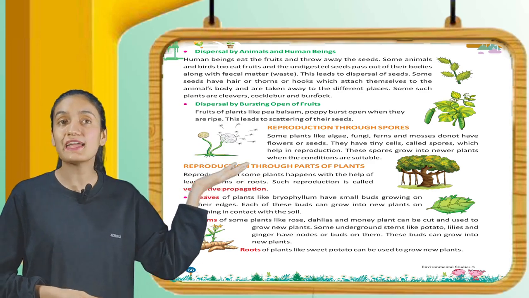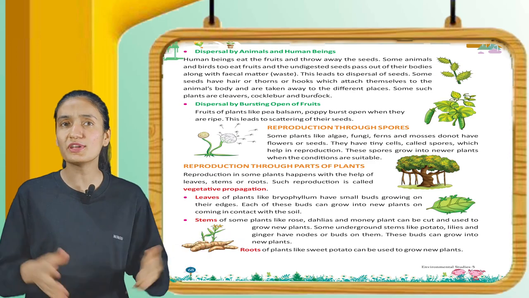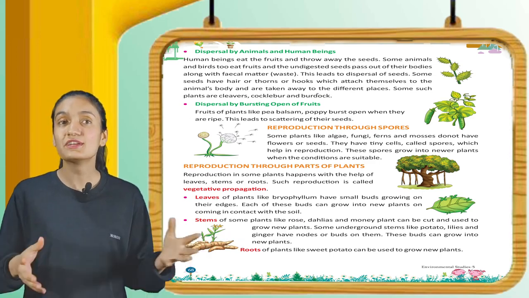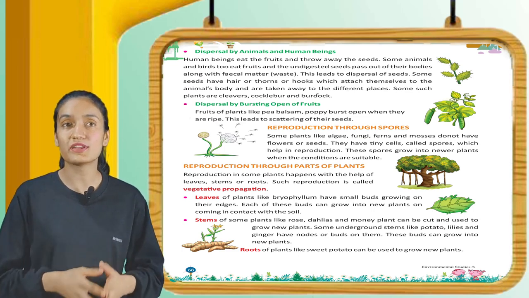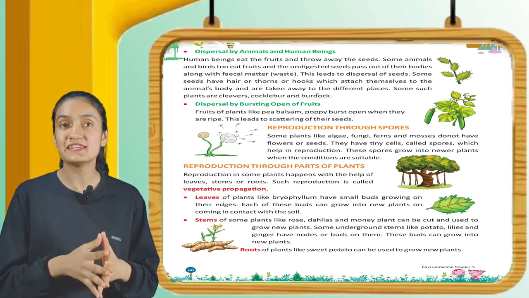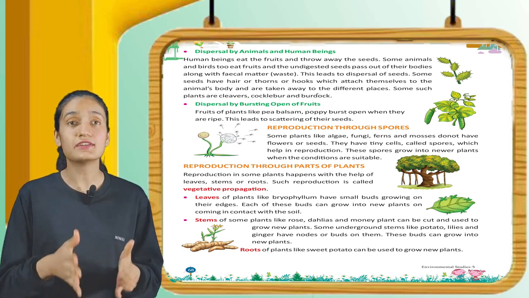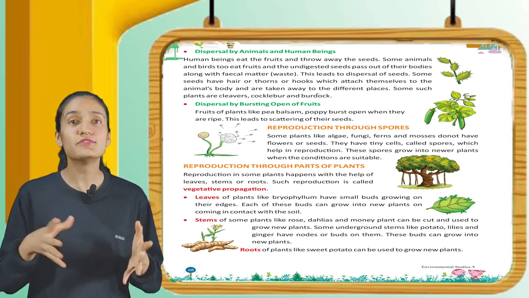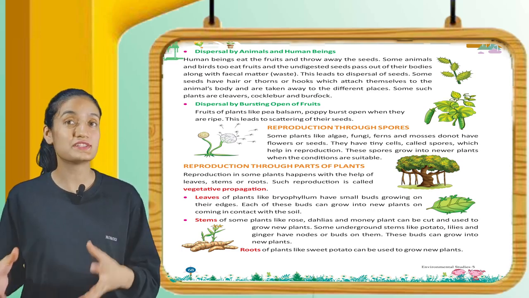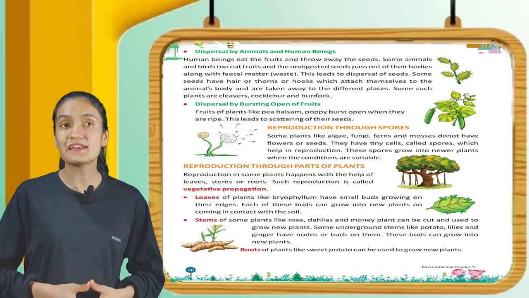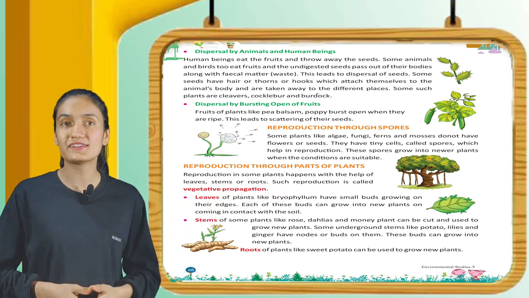Now dispersal by animals and human beings. Human beings eat the fruits and throw away the seeds. Some animals and birds too eat fruits and the undigested seeds pass out of their bodies along with fecal waste. This leads to dispersal of seeds. Some seeds have hair or thorns or hooks which attach themselves to the animal's body and are taken away to different places. Some such plants are clovers, cocklebur and burdock.